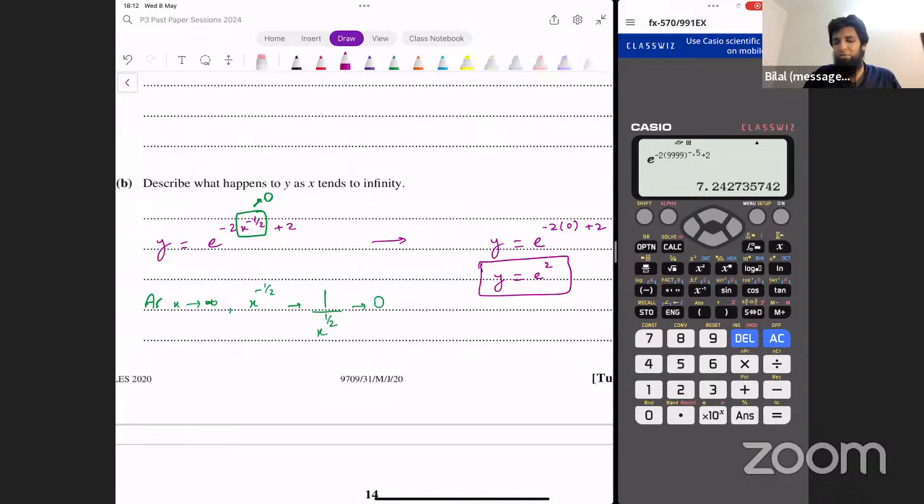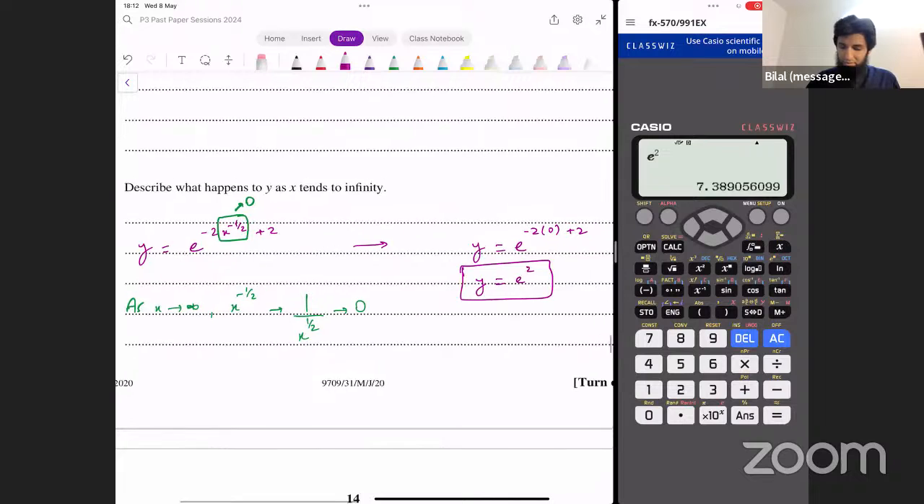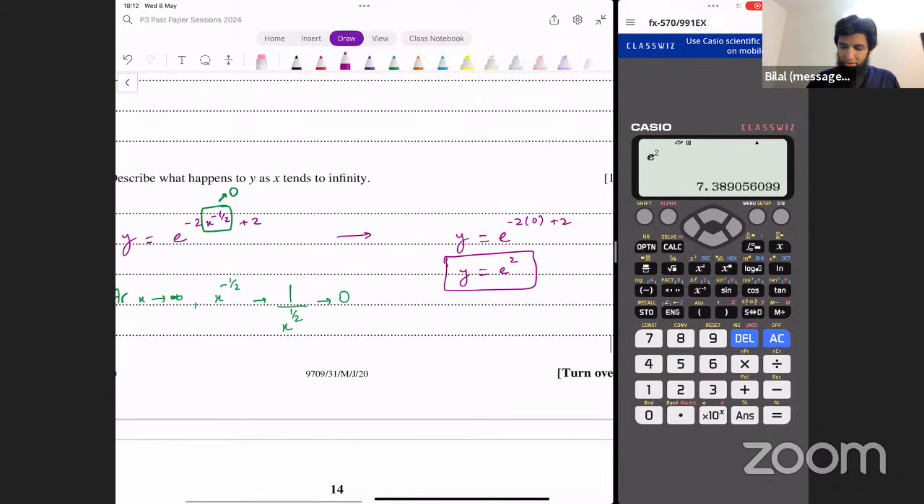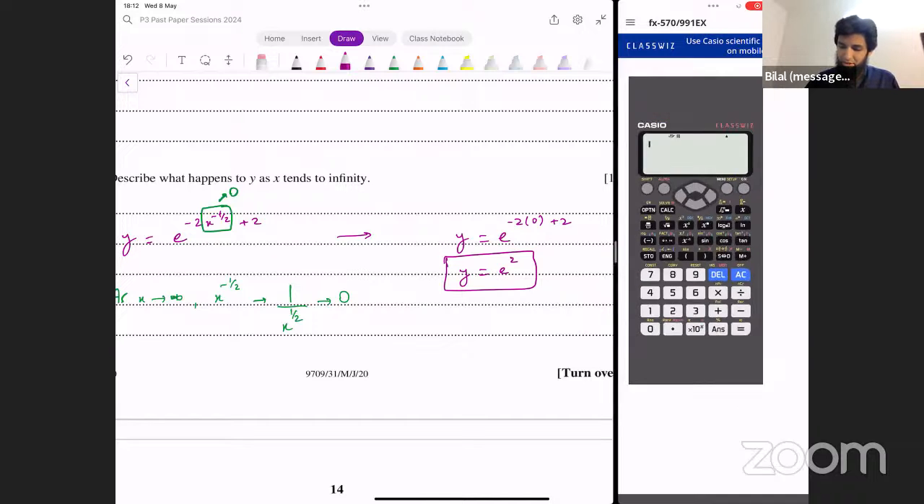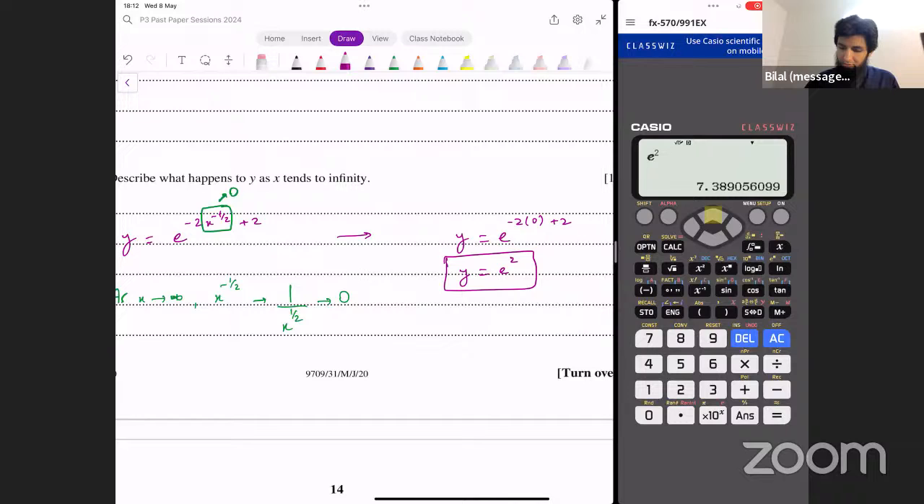Okay, e squared is going to be the same as this. Let me show that to you. This is 7.243, right? Well, no, it's slightly different. Maybe we needed to put a larger value than that. This is 7.389. Okay, let me go to that again. And no, I have to input that again.